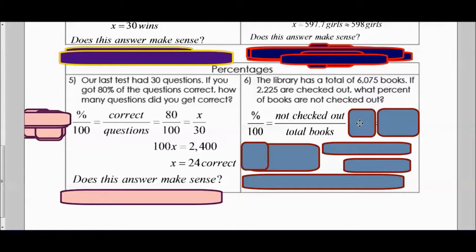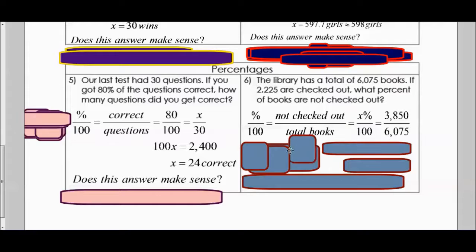All right, so here they tell us that many are checked out. We're going to subtract these two numbers to figure out how many are not checked out. Those are the number of books that are left there. This number, 6,075, minus 2,225. That tells us the number of books that are not checked out of our total. We don't know what percent that is yet. That's going to be our variable out of 100. This is always going to be 100 beneath the percent.